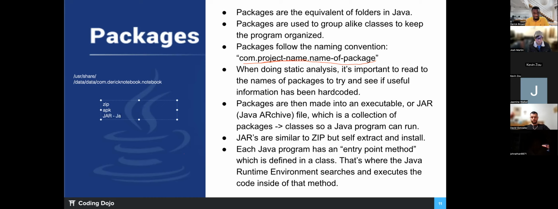So this is for Java. This is for Android applications. And then that one is for zip. All right, so jars are similar to zip files, and each Java program has an entry point, and on and on. We can move on from there.